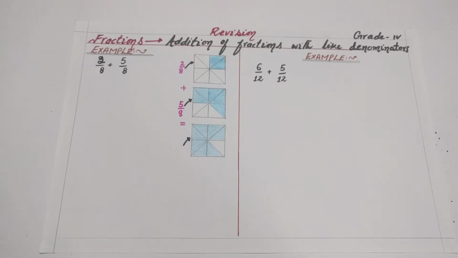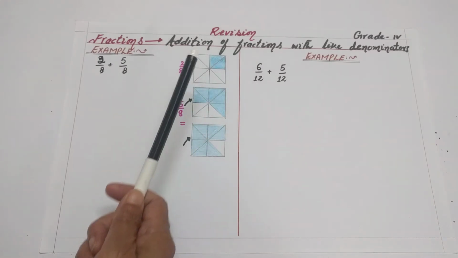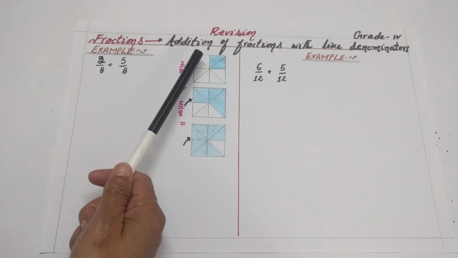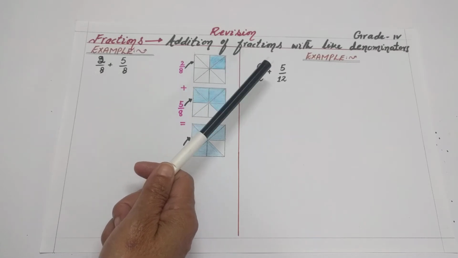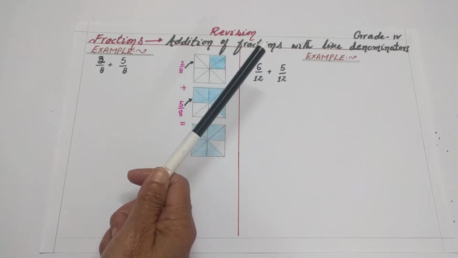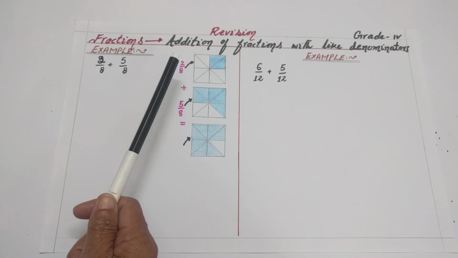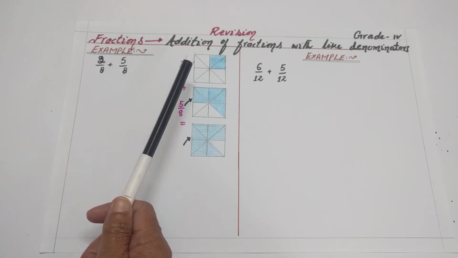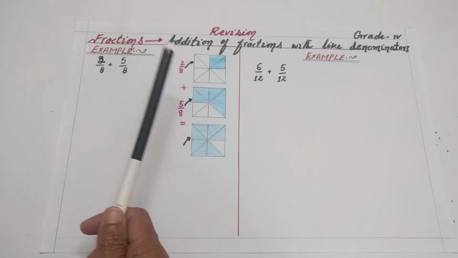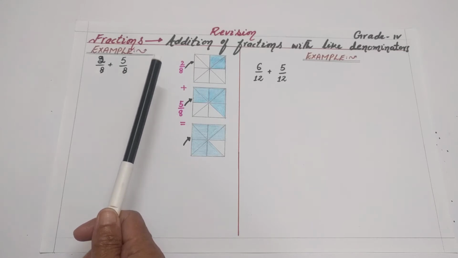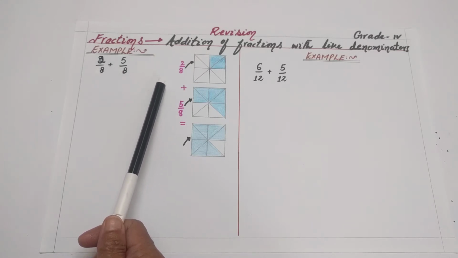Dear students, as we are revising some topics from the chapter fraction, here is the next topic for revision, that is addition of fraction with like denominators. Addition of fraction with like denominators means the denominators of the fractions are same. So in this topic I will use those fractions which have the same denominators.